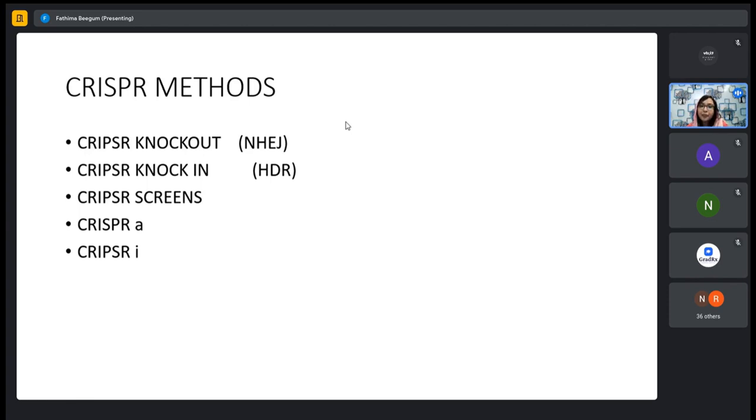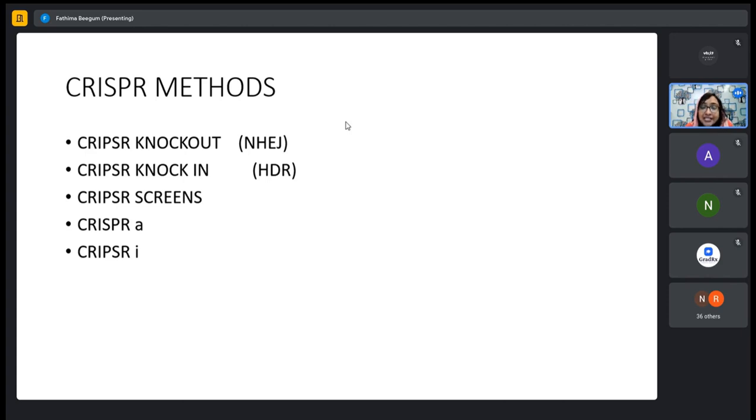And what happens when a particular gene is inserted in a particular segment? What changes will occur in the organism? That can be studied by using knock-in. The HDR repair process is used. Then another method is screens. A large number of CRISPR screens are there. These are used to find out targets, to find out drug targets and so on. So many screens are there.